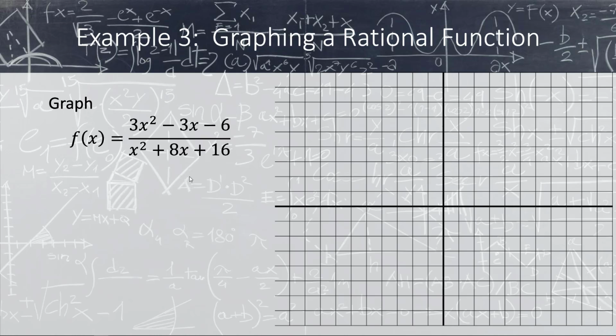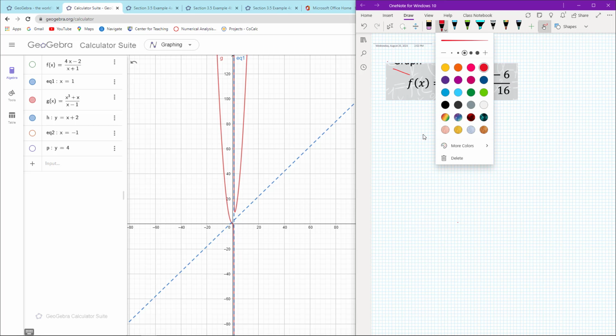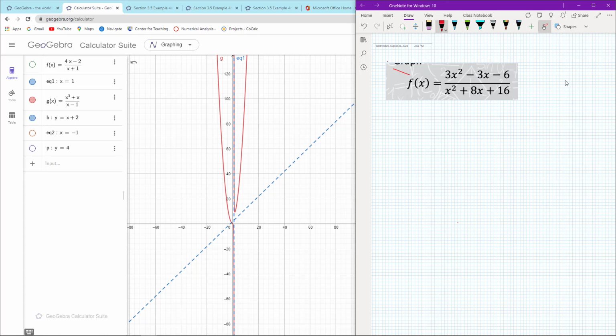Okay, so here we have 3x squared minus 3x minus 6 all over x squared plus 8x plus 16, and we need to graph that, and we're going to do this in OneNote. Okay, so the very first thing that we want to do is find the vertical asymptotes. The asymptotes are those values of x where the denominator is equal to 0. So for vertical asymptotes, we want to find those values of x where x squared plus 8x plus 16 is equal to 0. All right, well, if you take a look at this, you know that there's two solutions because it's a quadratic. And also, it's actually factorable.